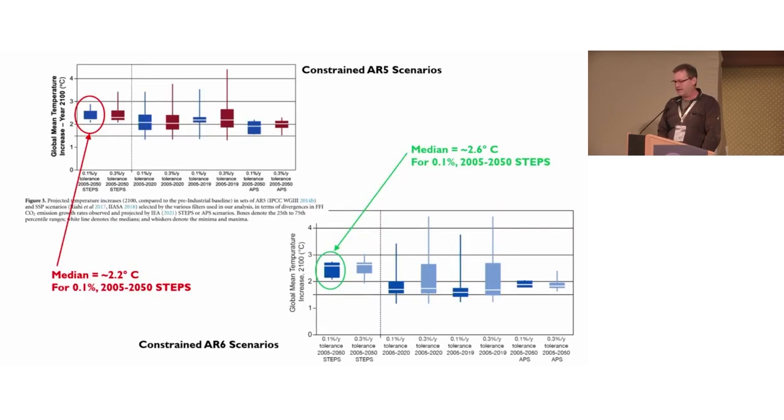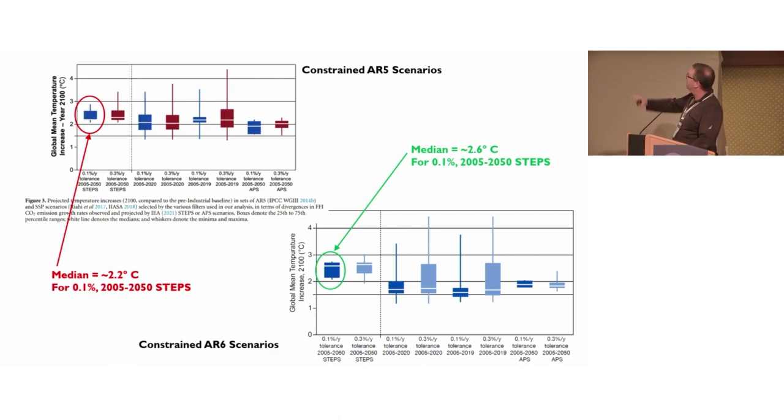Another way to show that same data: these are all of our screens, but I've circled the one on the left, which is the one that I showed in the figure with the 1% tolerance and using the IEA STEPS projection. All of the scenarios are between 2 and 3 degrees. So that's not policy success, that's not Paris, and it's not 1.5 degrees, but it's not 4 degrees and it's not 5 degrees either. And here are the results for the AR6. Again, between 2 and 3 degrees.